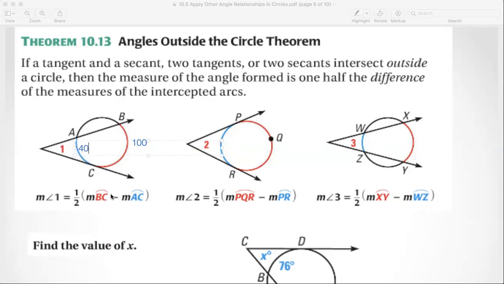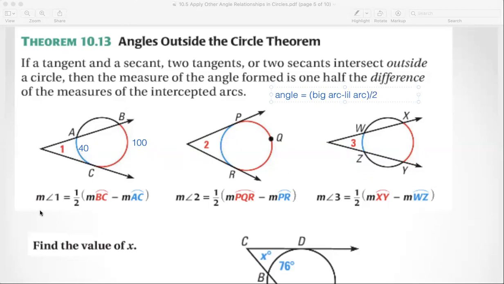The butterfly theorem is where you add the two arcs and divide by 2. Now, when you've got the solar system, the planet on the outside, you're going to subtract the two arcs. So I like to think of it as angle equals big arc minus little arc, and you divide by 2. So I'm not saying it's the average, because average is when you're adding, but you're going to be subtracting.